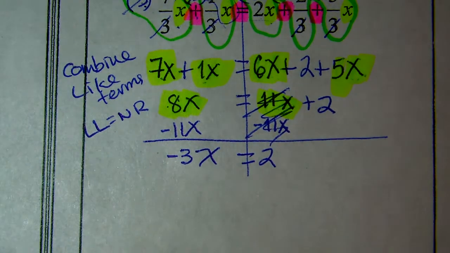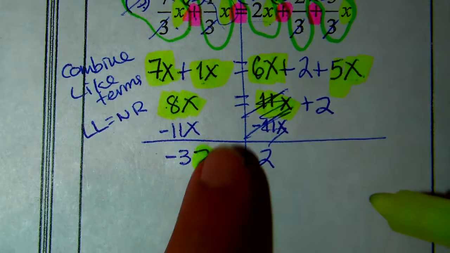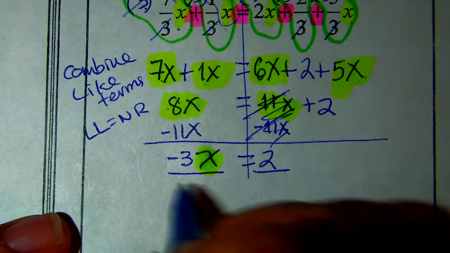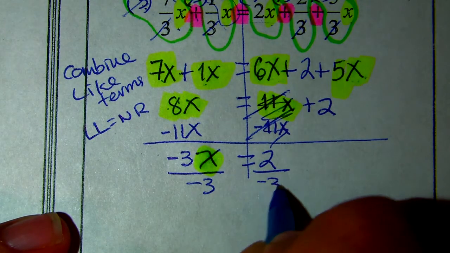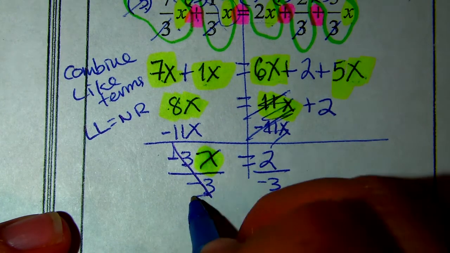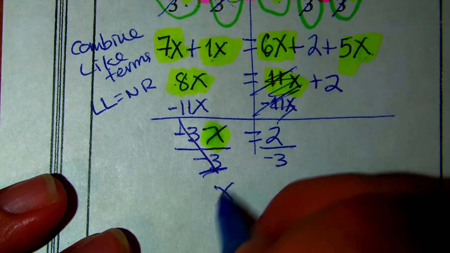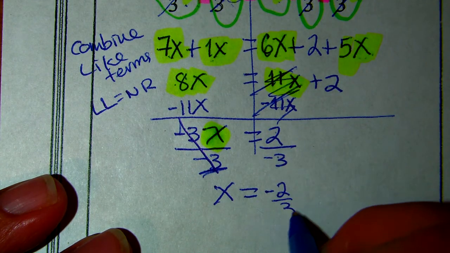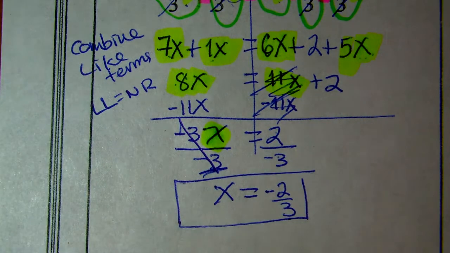And finally, what's the last step? If you want to solve for x, and there's a number right next to it, what do you do? Divide, divide by negative 3, negative 3. These two become a 1, they cross out. X equals negative 2 over 3. And this is your answer.